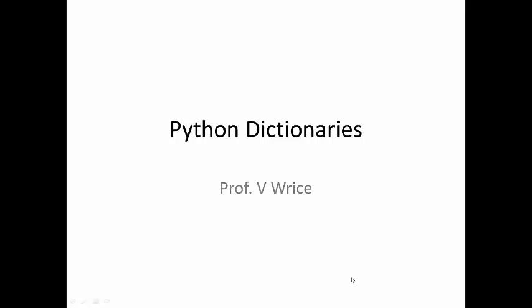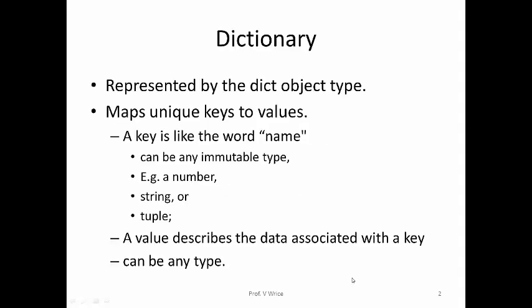Python dictionaries. A dictionary is represented by the dict, D-I-C-T object type. A dict maps unique keys to values. A key is like the word name or any other string that you wish to use to identify the values in the dictionary. A key can be any immutable type, such as a number, string, list element, or tuple.